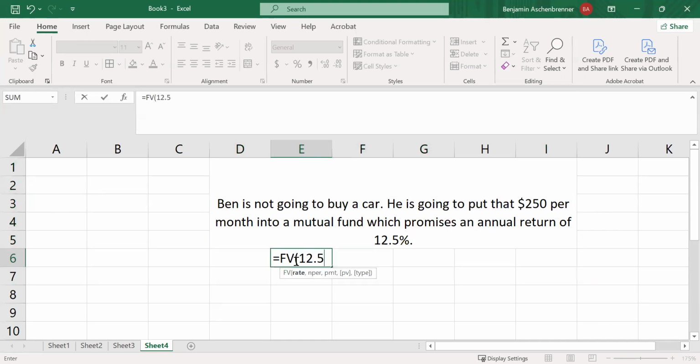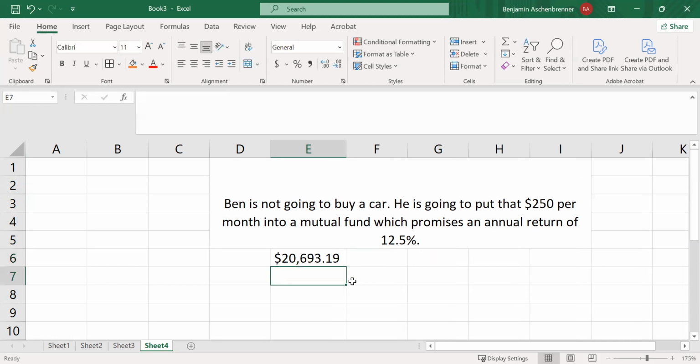So again, 12.5%, but I divide it by 12 because I need to make this monthly. I forgot to say how many years, but I'm going to do the same as the previous problem, which was 5 years. So I'll do 5 times 12, could write 60 by 1, and then I'm putting in $250 a month. So if I can do this for 5 years and I get this return, I'm going to end up with $20,000 of savings, which would be really nice.